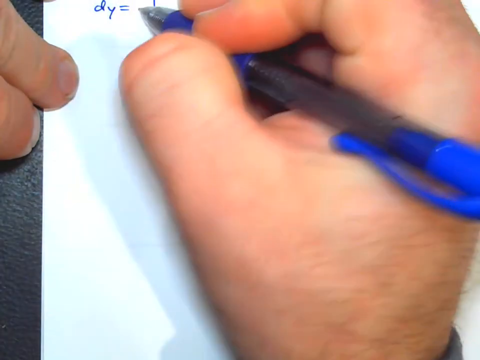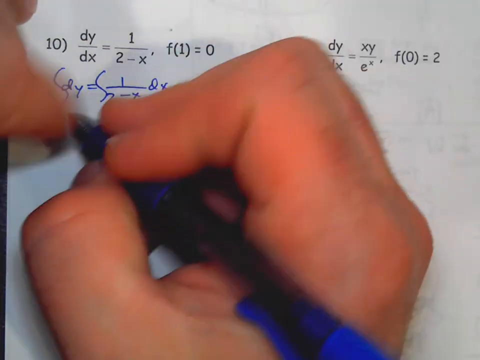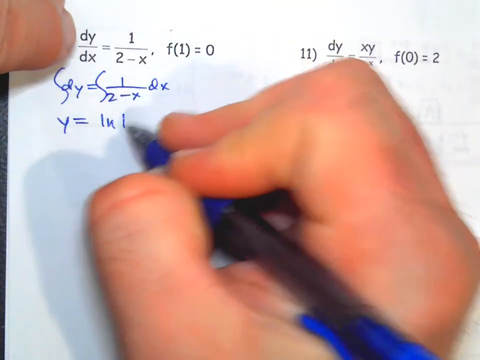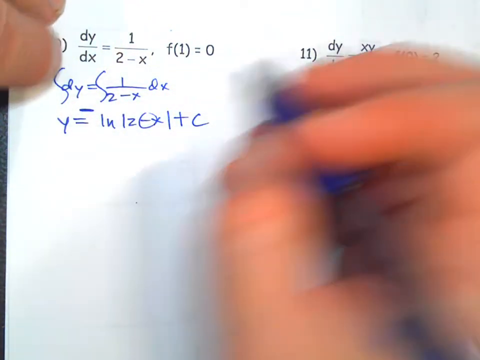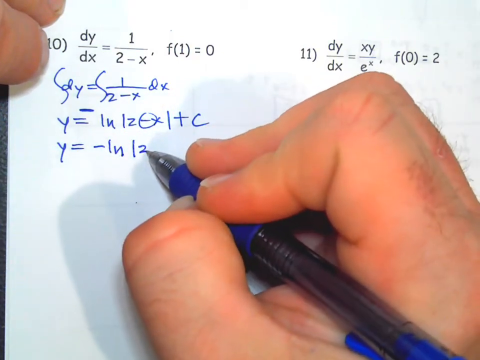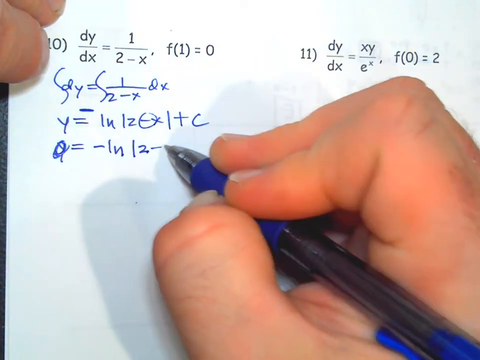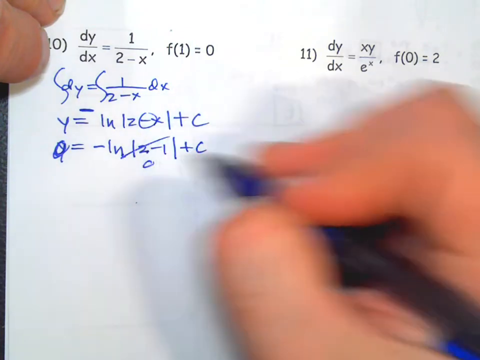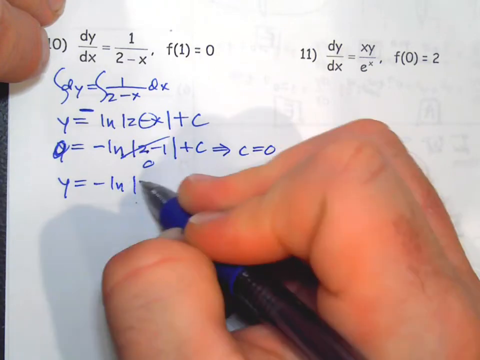Next one, separate the variables. Not very hard to separate the variables. Integrate both sides. Y equals natural log of the absolute value of 2 minus x. You need an extra negative in front because of this negative, because chain rule. Don't forget that. So plug in the initial condition. Natural log of 1 is 0. So c equals 0. So we rewrite it. Y equals negative natural log of the absolute value of 2 minus x.